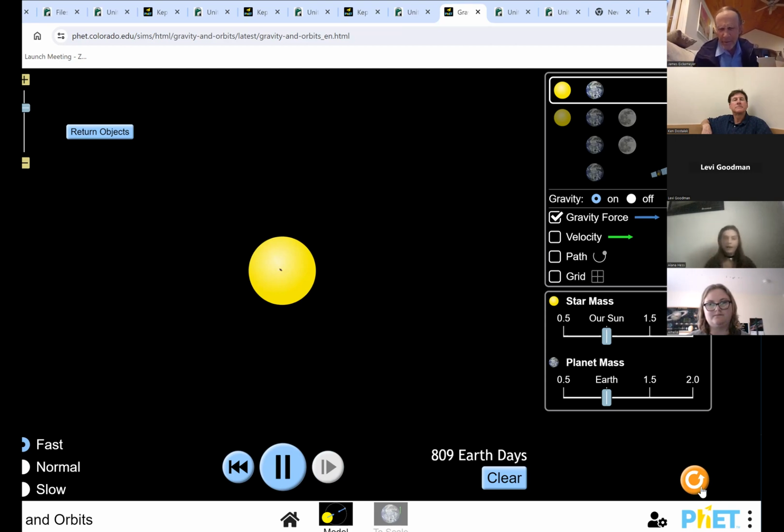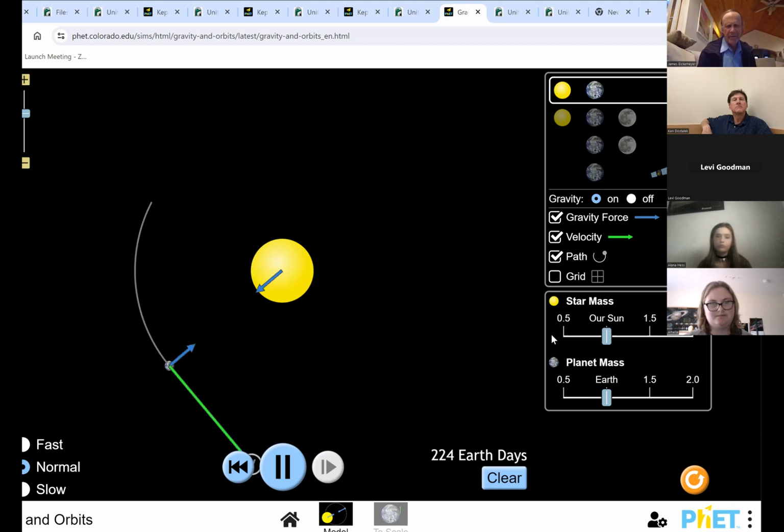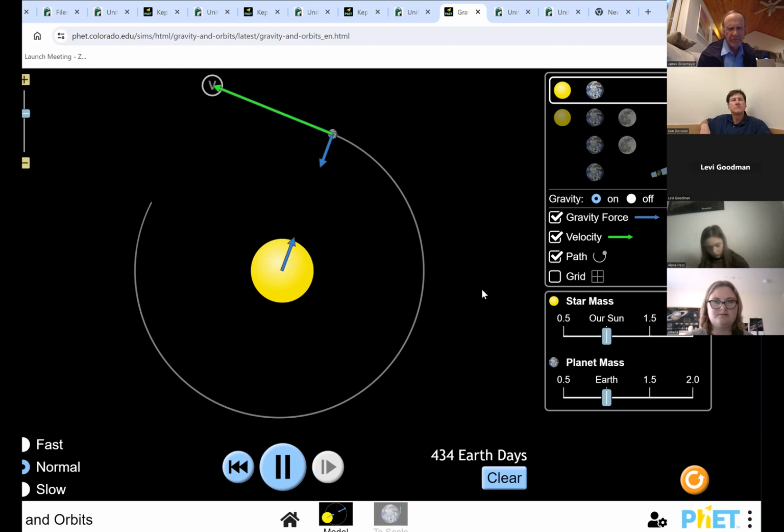But probably what I want to do here is just reset this thing. Okay, so that was the reset button. That's an important one. And so as this thing goes around, you can look at the velocity, you can look at the gravity force, and you can look at the path. And so that gives you maybe a little better feeling. And then as it comes in a little closer, notice this is an elliptical orbit. And so this is how fast it's going. This is the force of gravity. And so as it gets in closer, that force gets bigger.